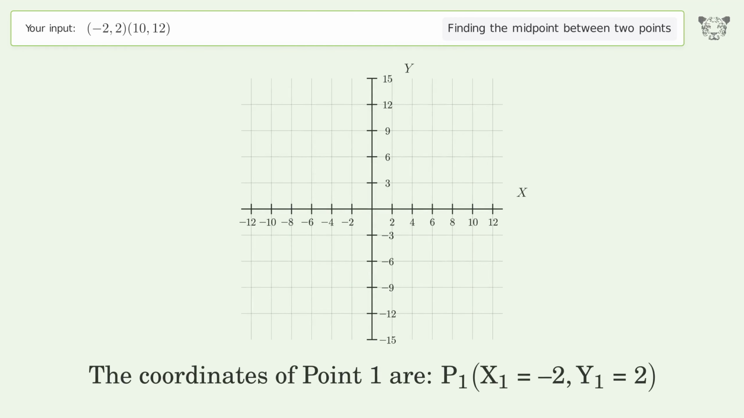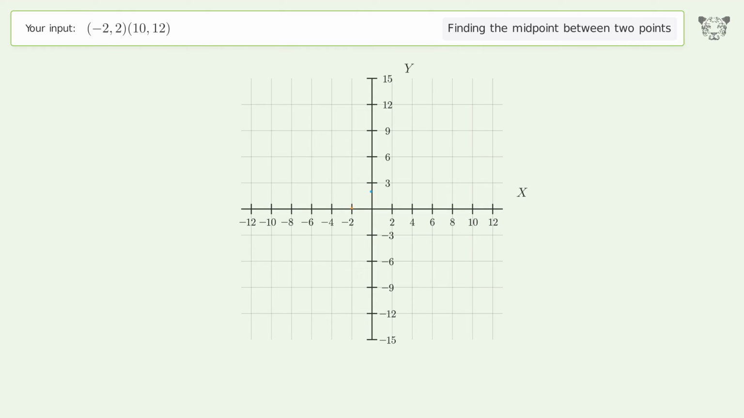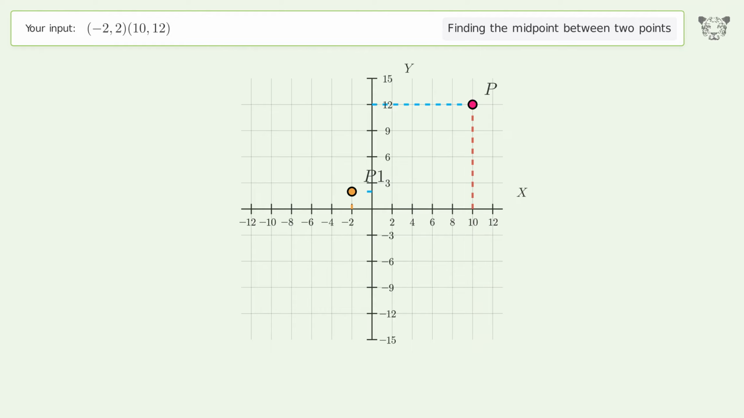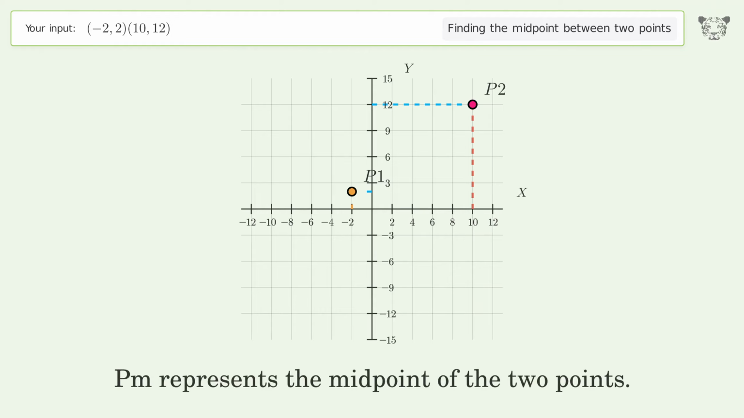The coordinates of point 1 are x1 equals -2, y1 equals 2. The coordinates of point 2 are x2 equals 10, y2 equals 12. PM represents the midpoint of the 2 points.